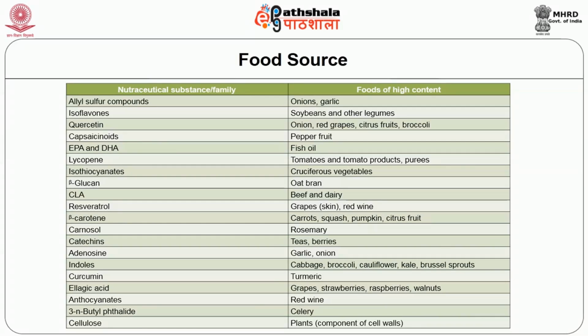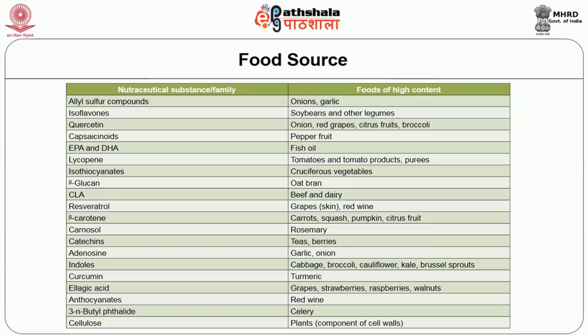Now, let us look at the nutraceutical substances and their family and the foods which are good sources of this. First one is the allyl sulfur compounds, and I think you all know that onions or garlic are good sources. Isoflavones, do you know which food is a good source of isoflavone? Yes, soybeans and other legumes are the good sources. Quercetin is present in onion, red grapes, citrus fruits and broccoli.